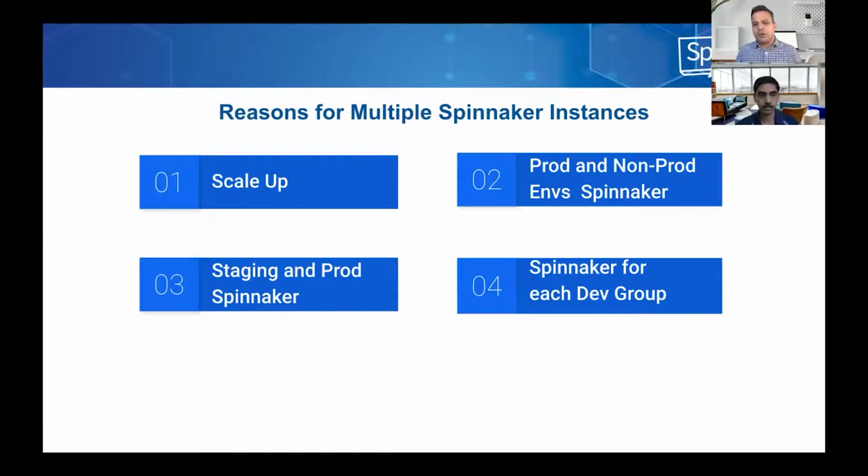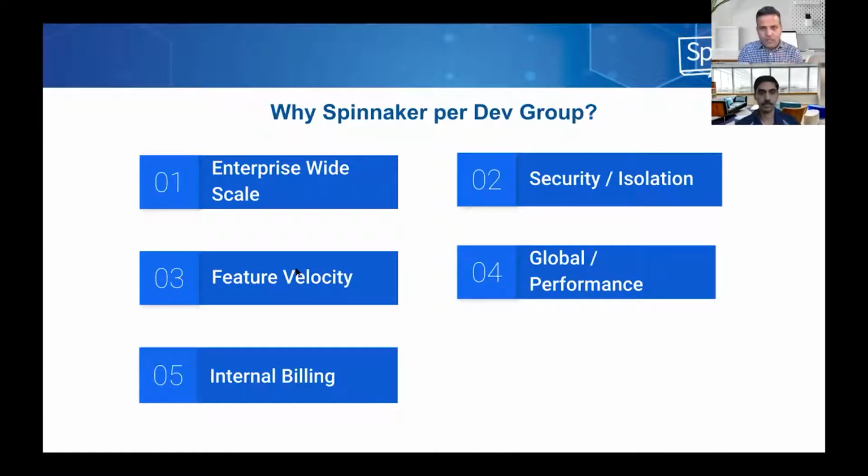And the most important use case here is a Spinnaker for each dev group. This is when you really scale out enterprise-wide. And we can talk about why you do that. Number one is that as you really go to thousands, 10,000 pipelines, do you really want to have one single instance of Spinnaker managing all of that? So you really look at multiple Spinnaker instances for scale.